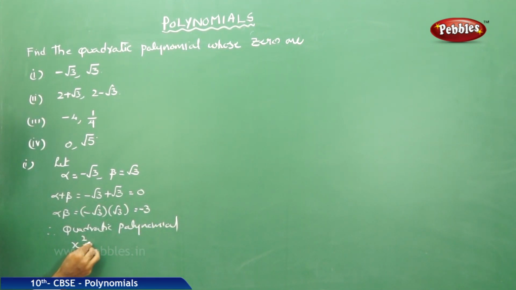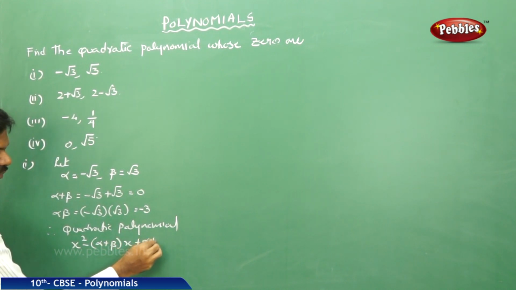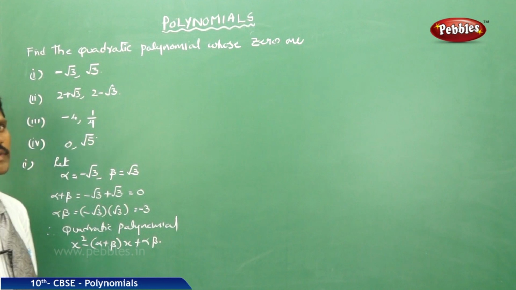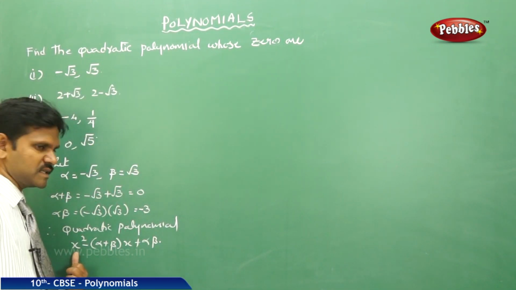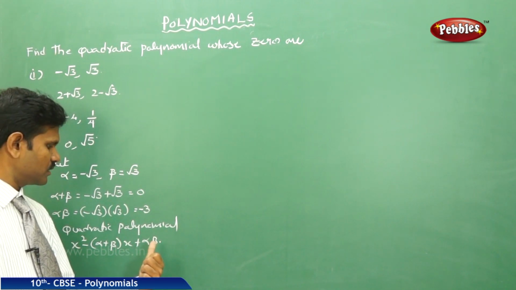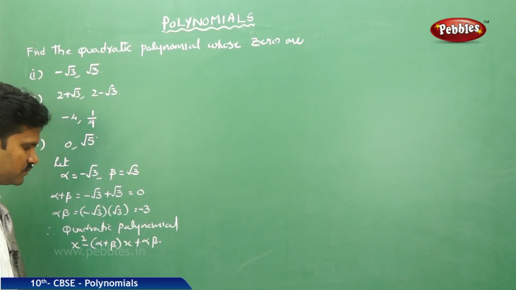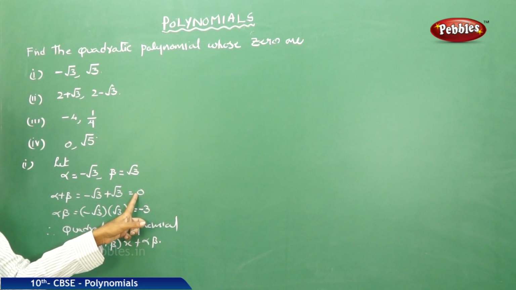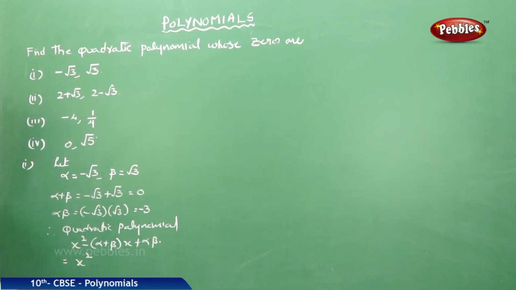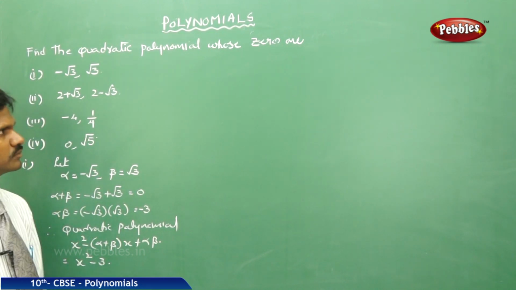x square minus alpha plus beta into x plus alpha beta. If alpha, beta are the zeros, then the quadratic polynomial is x square minus alpha plus beta into x plus alpha beta, that is equal to x square. Alpha plus beta value is 0, so you don't need to mention it here. Next, alpha beta value is -3, therefore the required polynomial is x square minus 3.